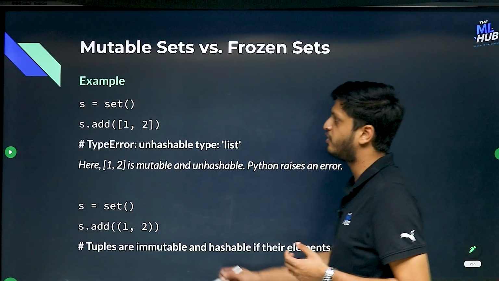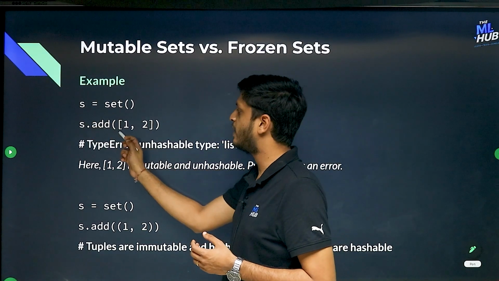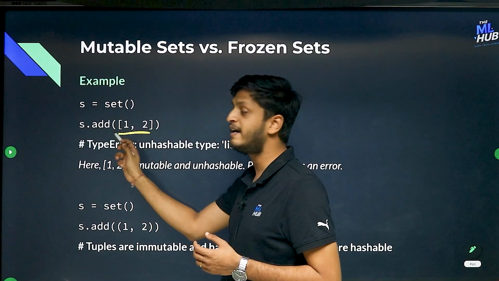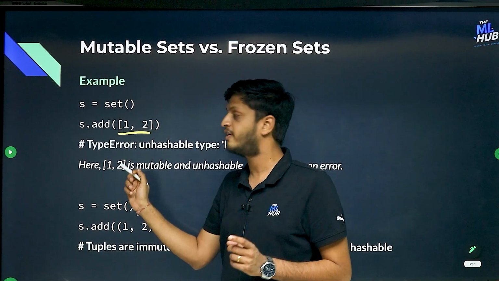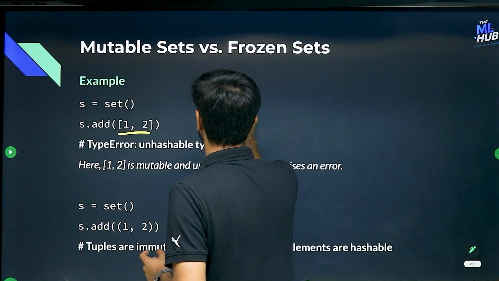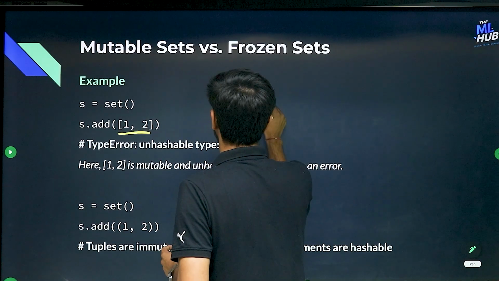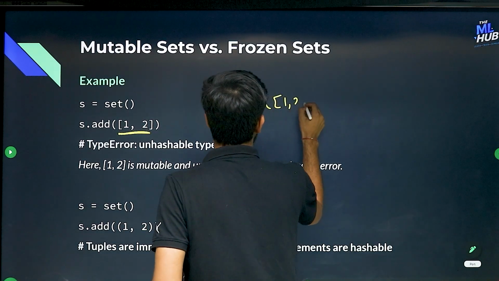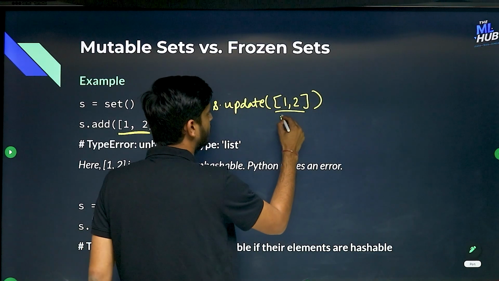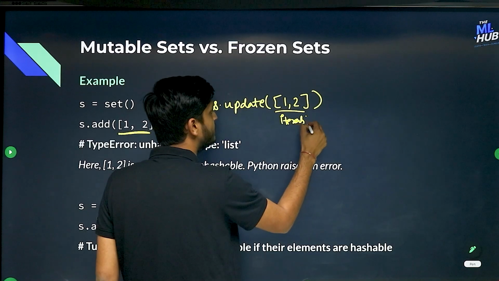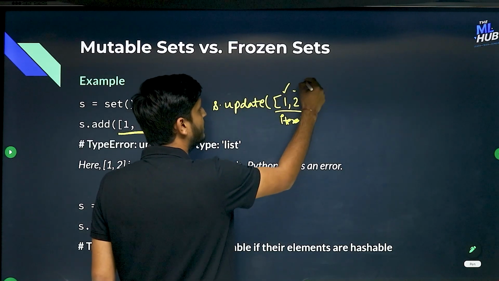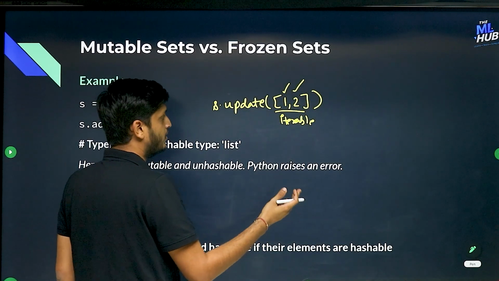So for example, if you have an empty set S, you cannot add this element. See, add is different. Update is different. If you say s.update, update is different. Update takes an iterable. So here this is an iterable. So it will add all the elements inside this iterable. It will add 1 and then 2. So it is okay. Right?